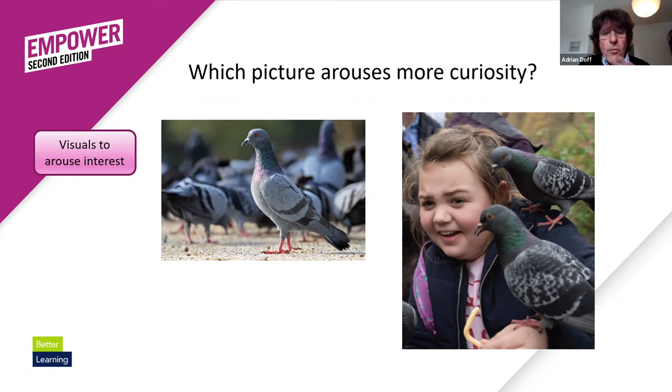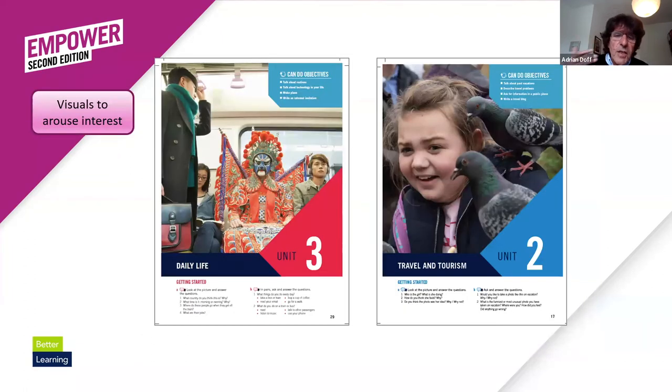In Empower, every unit begins with a picture of this second type, which is chosen to get students thinking, get them talking, arouse their curiosity. And we hope because of this, this also enhances their learning right from the start of the unit and gets them involved in the class. This picture is from third unit of A2 level and the second unit of B2 level.